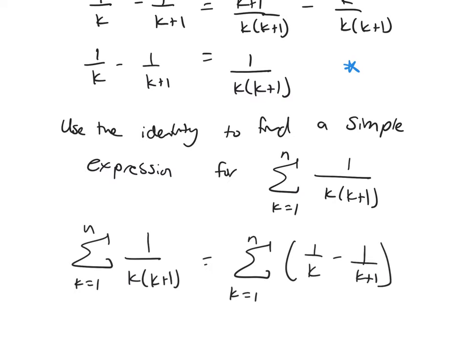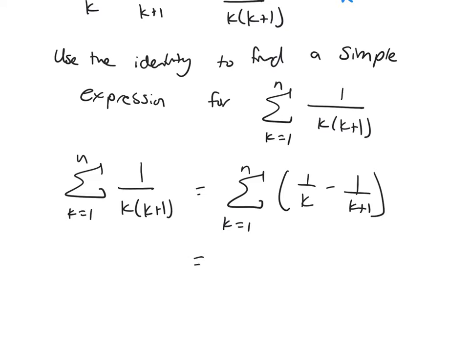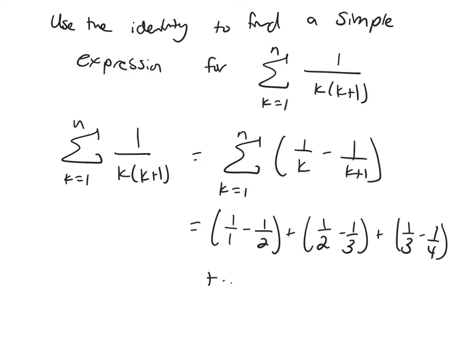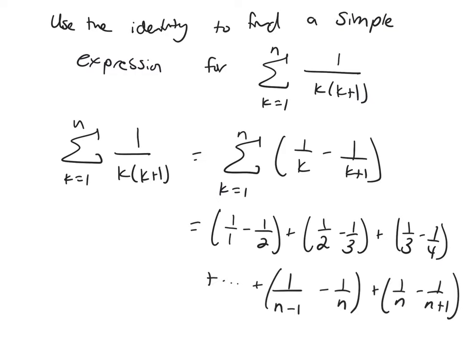And now let's start writing out these terms here. If I plug in 1 for k, you'll get 1 over 1 minus 1/2. Plug in 2 for k, 1/2 minus 1/3, then 1/3 minus 1/4. And then second to last, I would plug in n minus 1. And then lastly, I would plug in n for k. And let's see what happens.